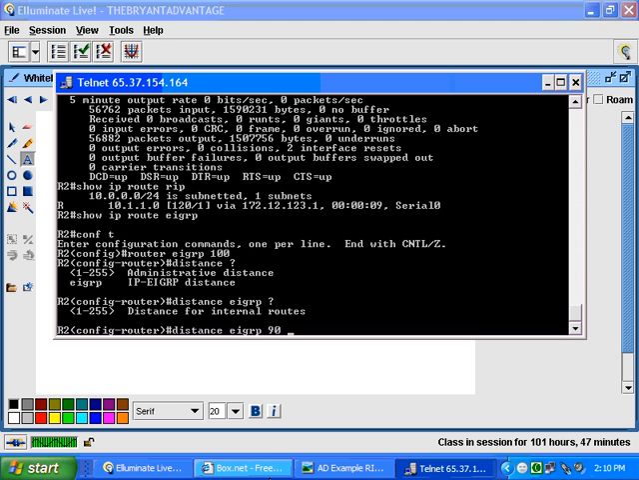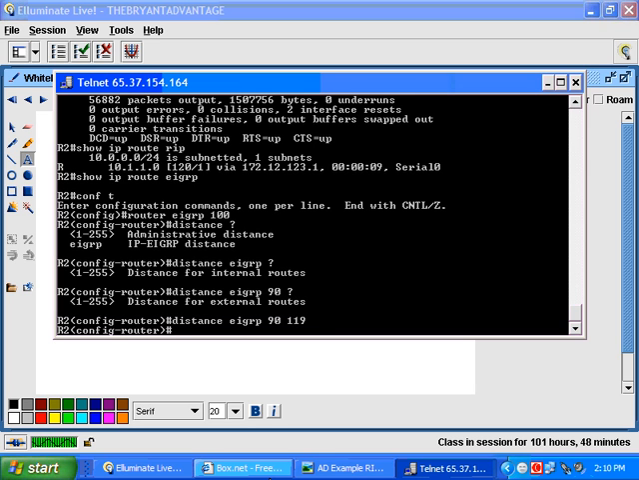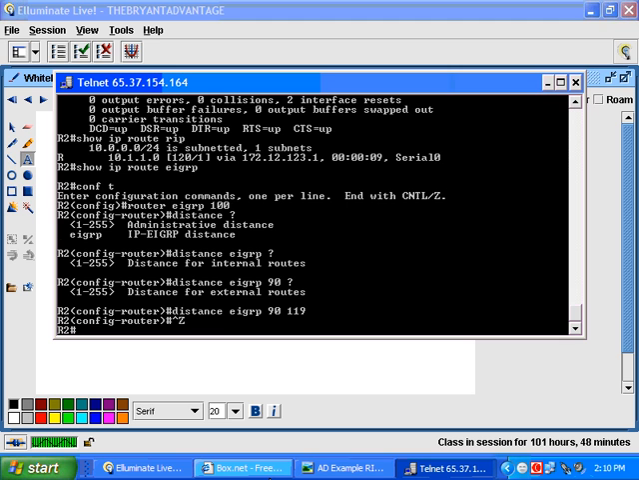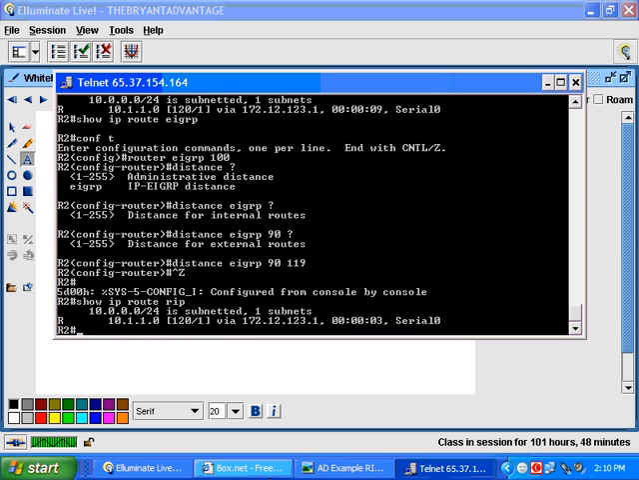We are interested in the EIGRP distance. And now what's the next value with IOS help? The external route AD. So we're just going to be cute here. RIP's AD is 120, so we'll give these an AD of 119. Let's see if that's already taken effect. Not yet. Let's clear our routing table.